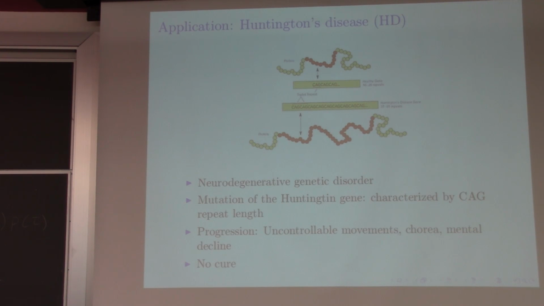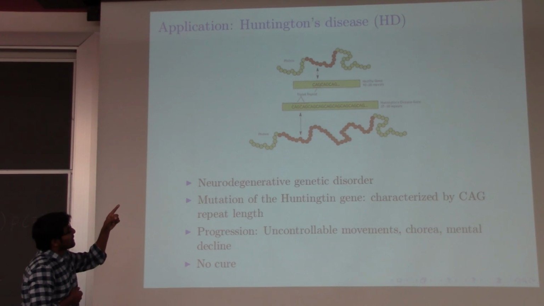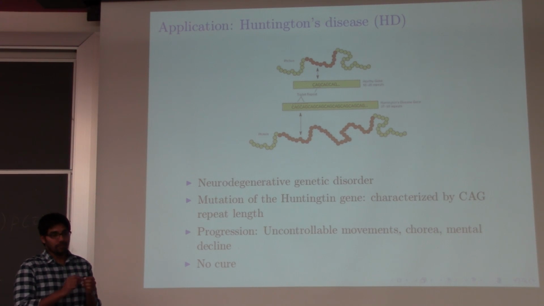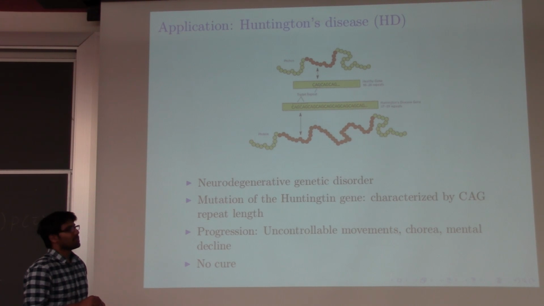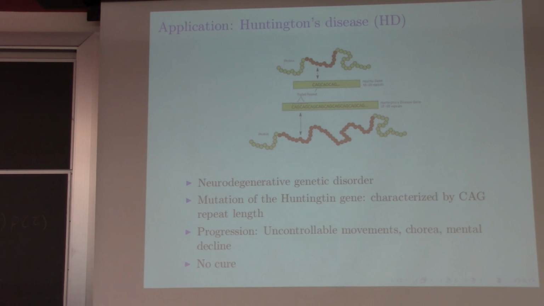So yeah, one of the applications I look at is Huntington's disease. The picture here shows CAG repeat length. Okay, CAG is cytosine, adenine, and so on. Anyway, there are these bases which are part of your protein complex, and the CAG repeat length matters a lot in Huntington's disease.